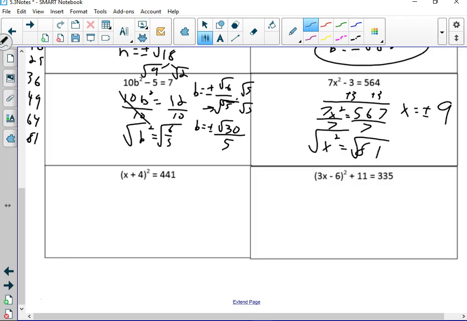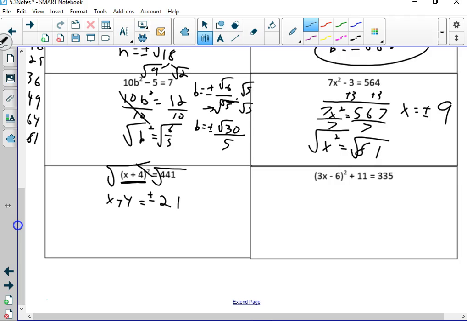Now, if you want to take a lot of time to have fun with math, you could FOIL x plus 4 times x plus 4. But this right here is one item because it's in parentheses, right? It's one item squared. Well, since we have something squared equals 441, we can just square root both sides. This cancels that, leaving us x plus 4 on this side and the square root of 441 on this side, which is 21. Now, remember, here's the tricky part. This is plus and minus 21.